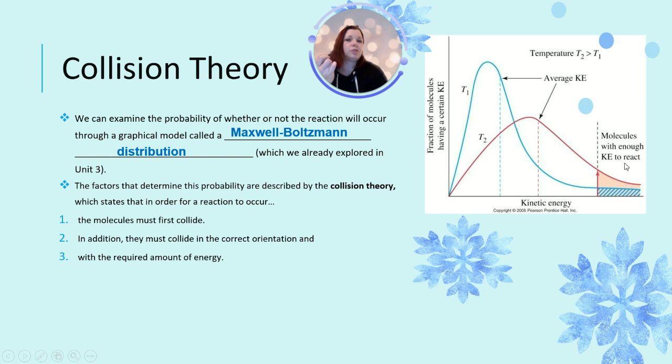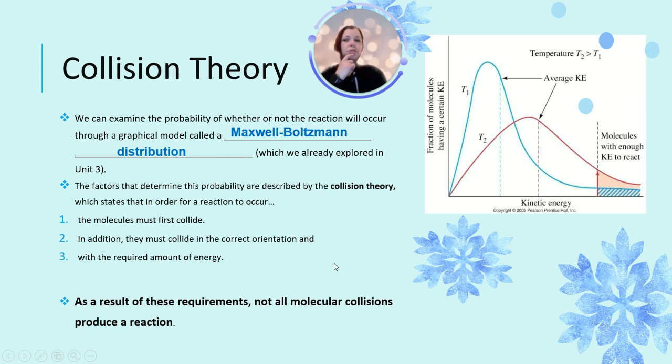So that required amount of energy is on this Maxwell-Boltzmann distribution. As a result of these requirements, not all molecular collisions produce a reaction. Sometimes on the exam, they'll ask you why a reaction does not react, and the collision theory is the reason for that. Sometimes reactions can be favorable in all factors except in terms of their collisions. So let's look at how we can make a reaction more favorable.